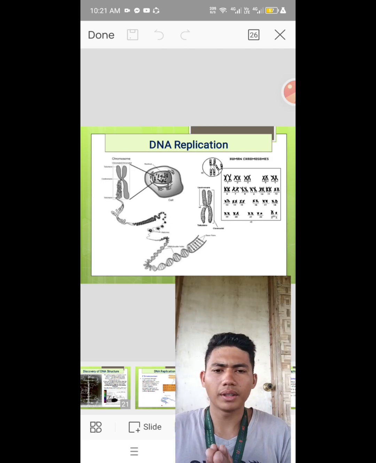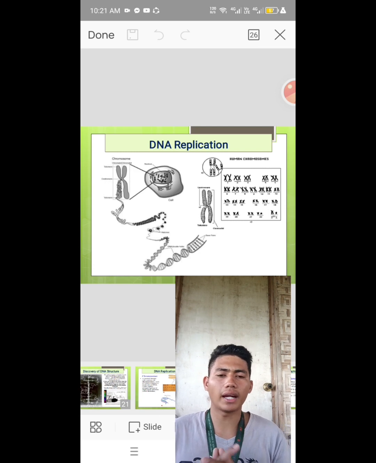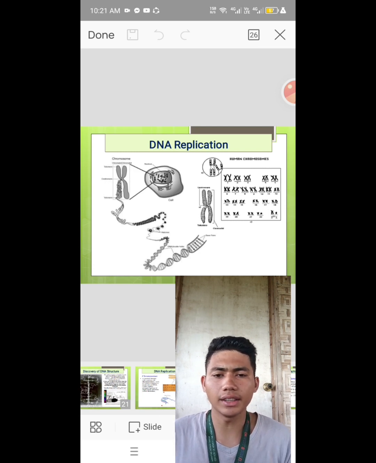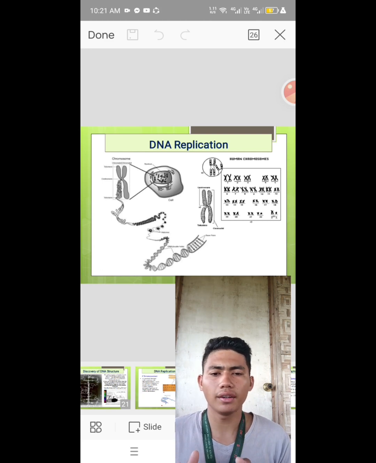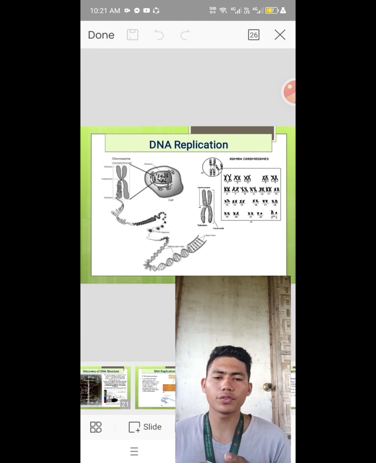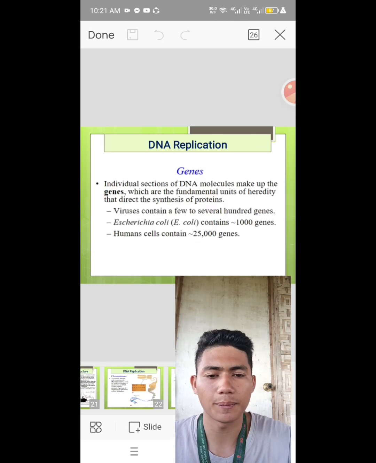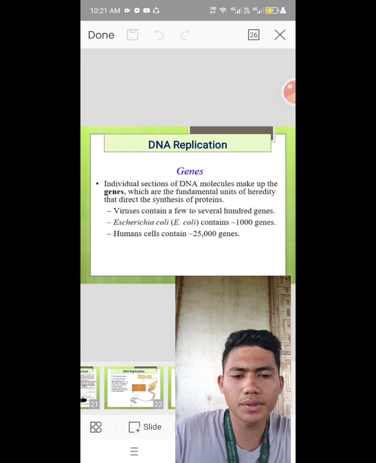These telomeres also play a role in cancer. The chromosomes of malignant cells usually do not lose their telomeres, helping to fuel the uncontrolled growth that makes cancer so devastating. Okay, so let's proceed to the next slide.